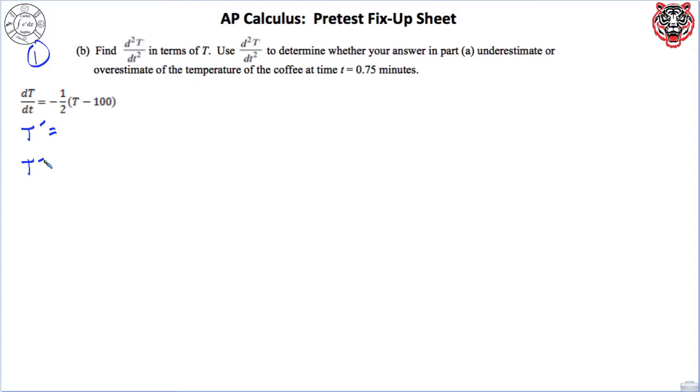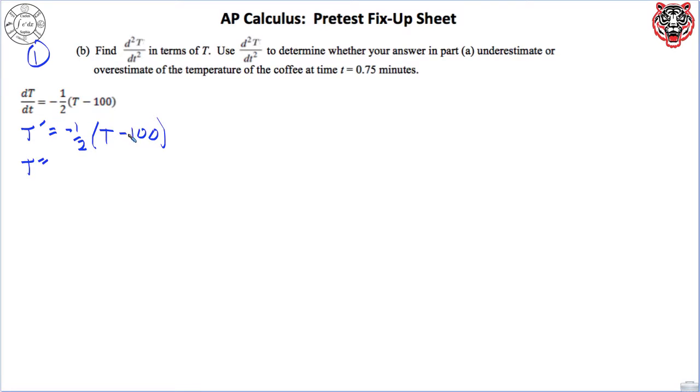I'm looking for T double prime. That's what this thing is. Okay, so if T prime is -1/2 times (capital T minus 100), then I need to take the derivative of all of this with respect to lowercase t. So let's do that. I'm going to do this kind of straightforward.